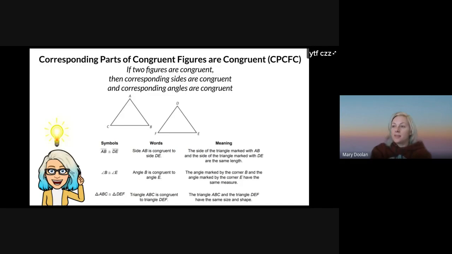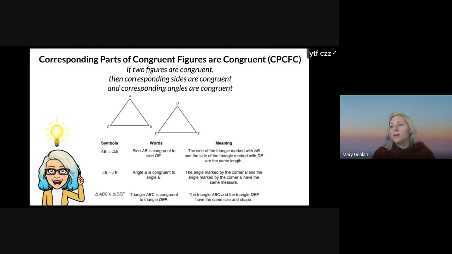And then the last row there, the triangle symbol ABC. The way you read that is triangle ABC is congruent to triangle DEF. Notice that in the words column it's always "is congruent to." Every time you see the congruent symbol, that's the way you read it. And the meaning of that is that triangle ABC and triangle DEF have the same shape and size.